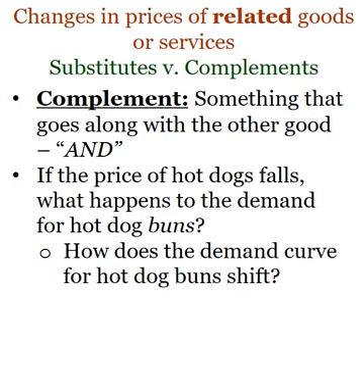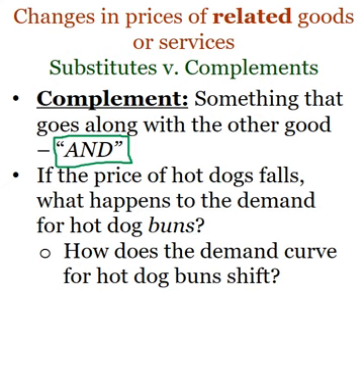So we learned about substitute goods. Now we're going to learn about complementary goods. These are also related goods, but instead of being purchased instead of other products, these are the "and" goods. These are being purchased together. They are bought as a set. So our example here is hot dogs and hot dog buns are complementary goods.